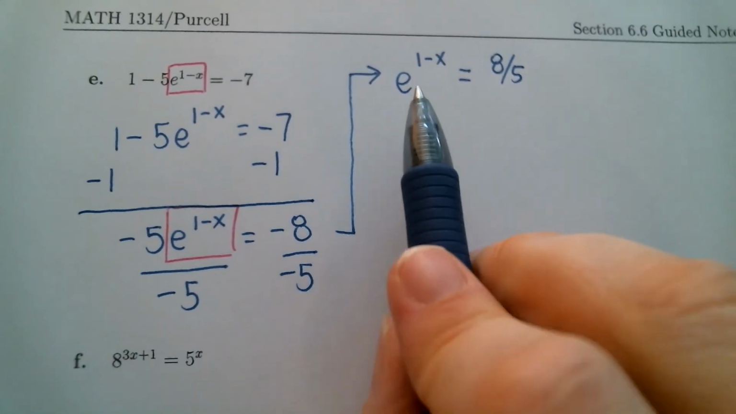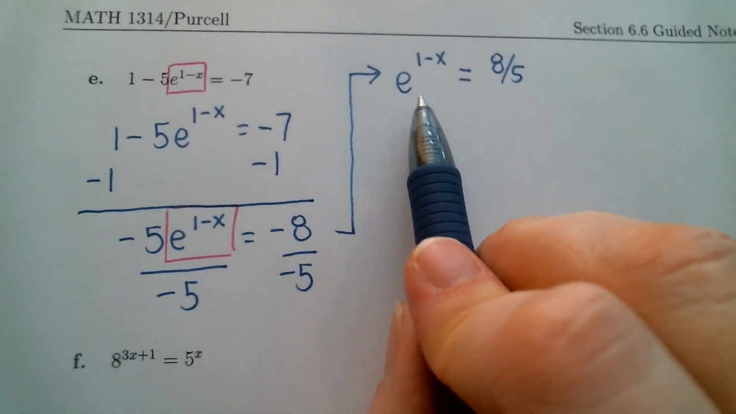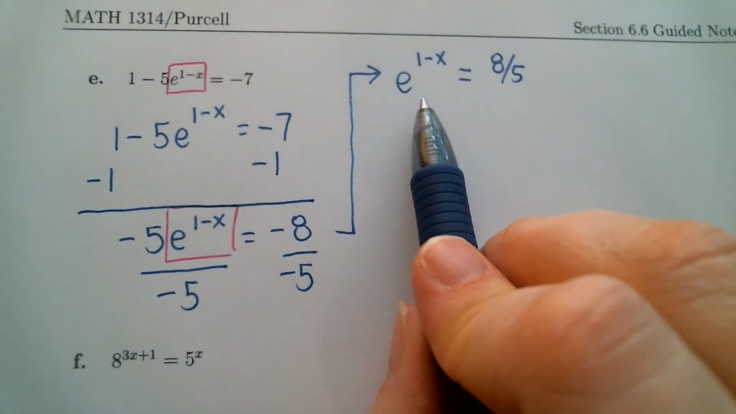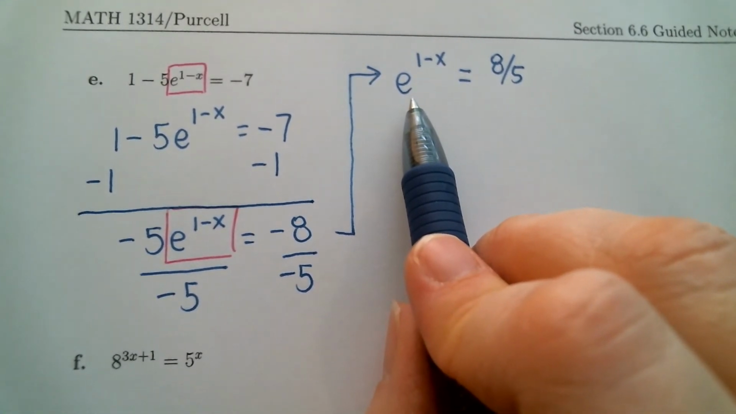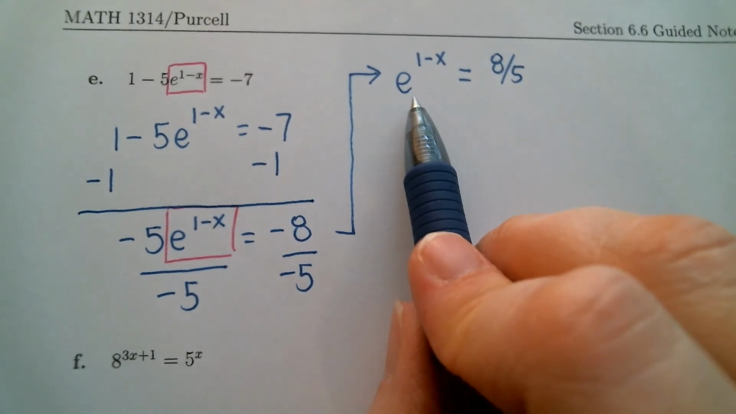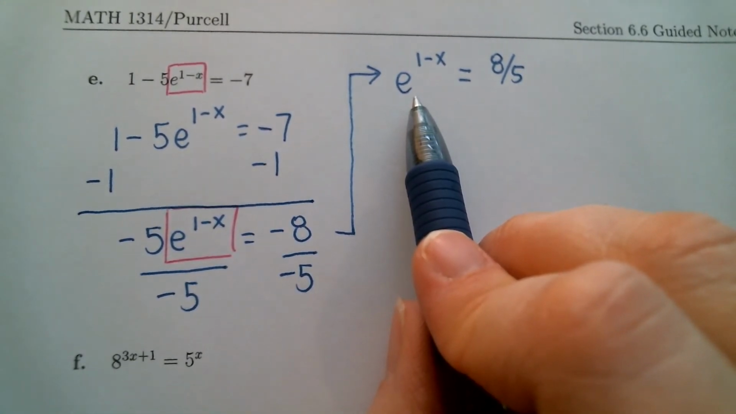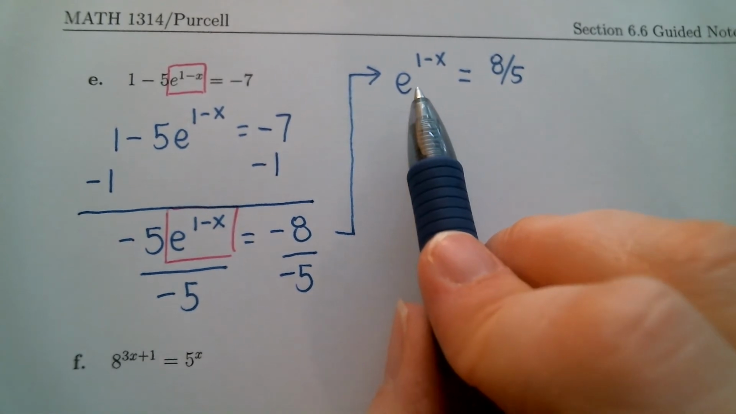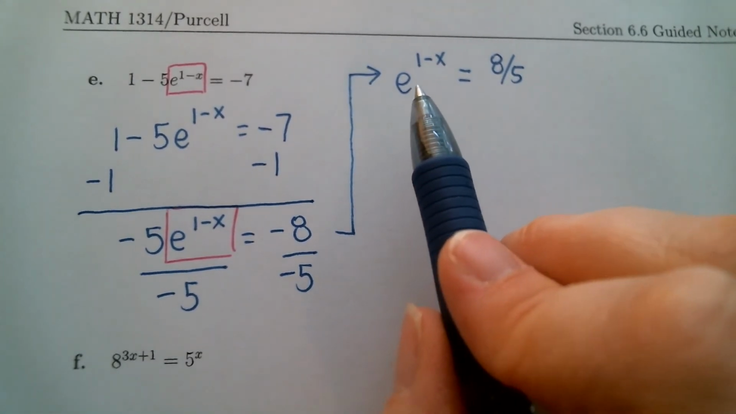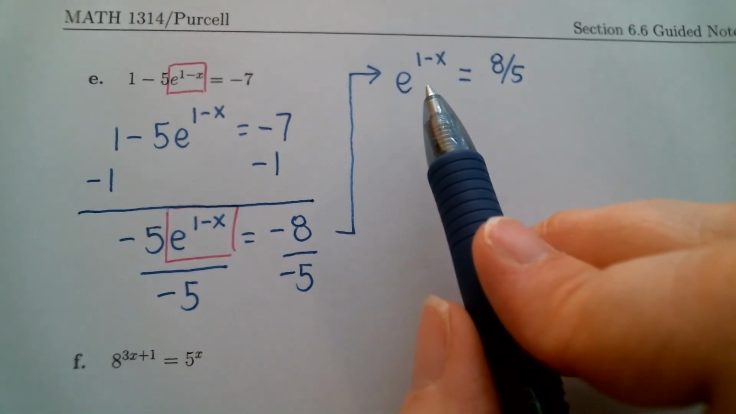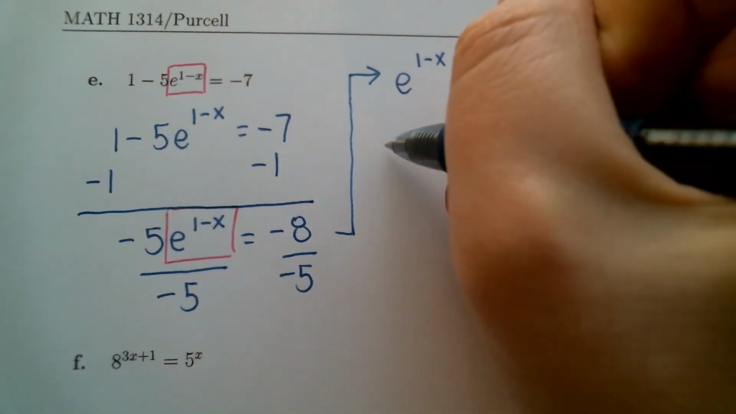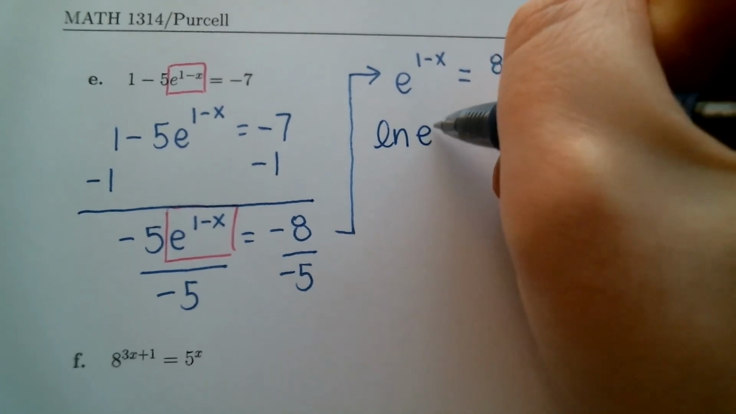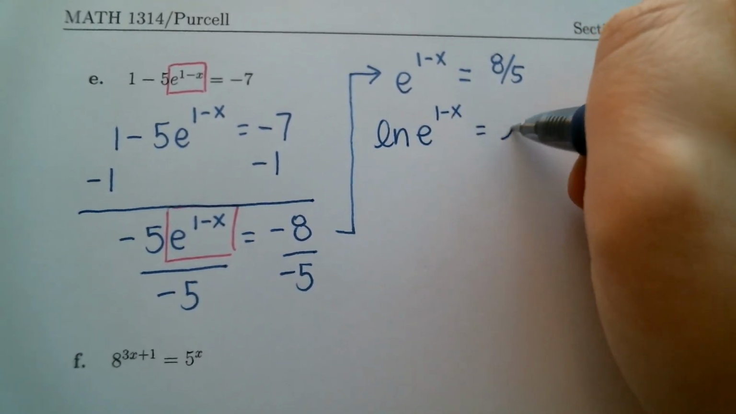All right, now this guy is isolated, which means we can apply the logarithm. Again, it is an e, so you're going to want to use ln here. If this had been 10, if you had 10 to the 1 minus x, then you would have wanted to use log. Again, at the end of the day, you can use either, but it is preferable to use ln in this situation. So I'm going to take the natural log of both sides.